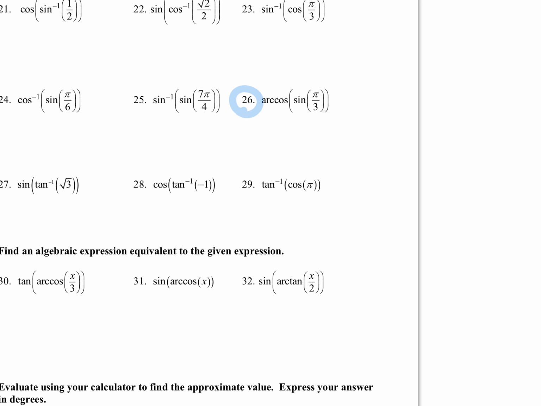So we can rewrite this expression as cosine inverse of root 3 over 2. And now we're asking ourselves, cosine inverse of what angle is root 3 over 2? If you look at your unit circle one more time, you know that you should be in either quadrant 1 or quadrant 2. That's the domain restriction on our inverse cosine.